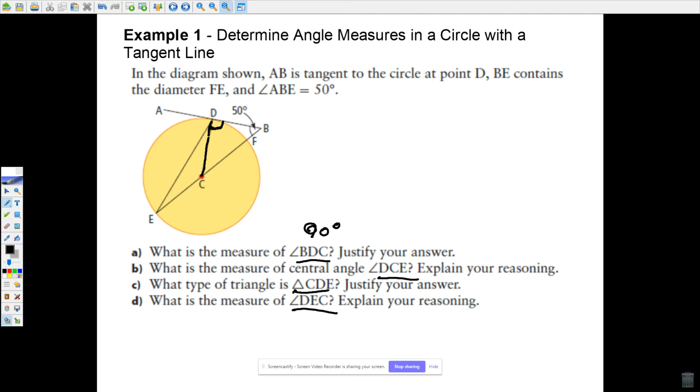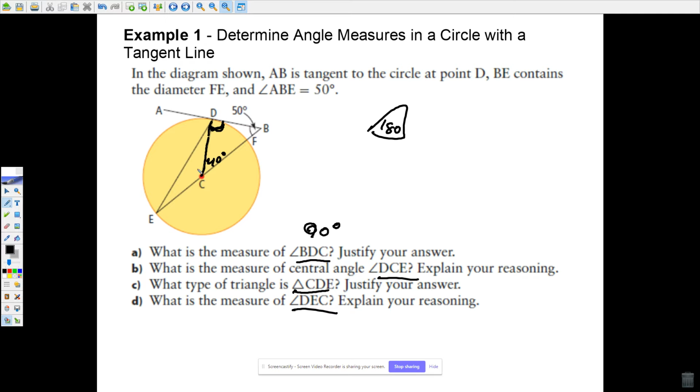Next, we're asked about what is the measure of the central angle DCE. Okay, well, before we can do that, we're going to have to answer one other question first. The first thing is, the angles inside a triangle have to add up to 180 degrees. So anytime you know two angles in a triangle, you can figure out the third one. In this triangle right here, we know this angle's 90 and this angle's 50, so the remainder has to add up to 180. So 180 minus 90 minus 50 will tell us that this angle here is 40 degrees.